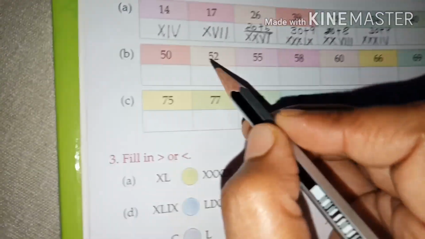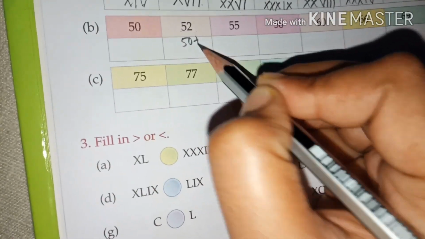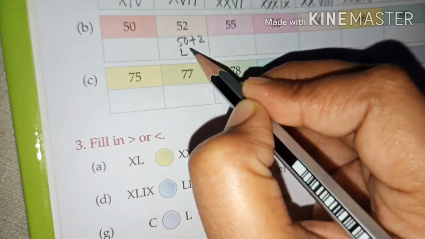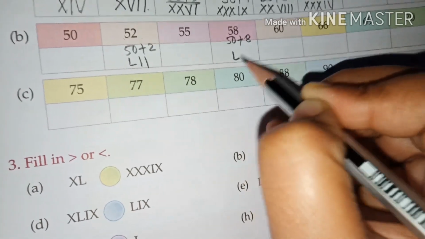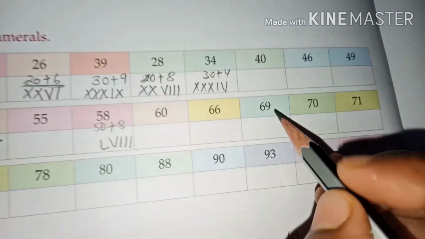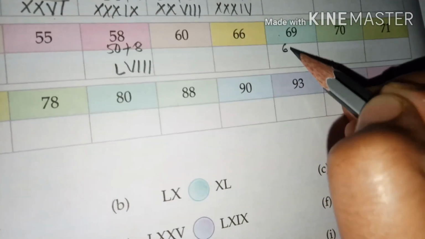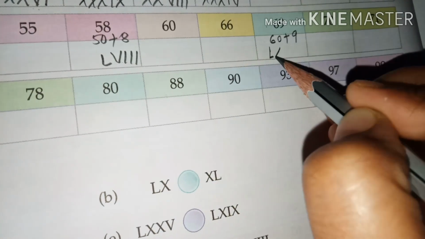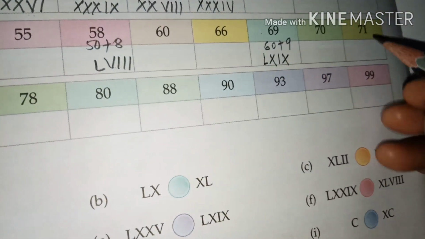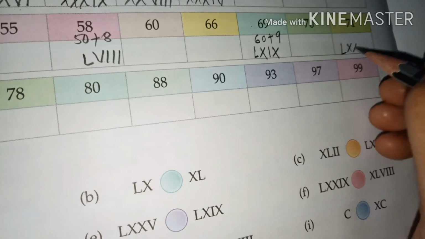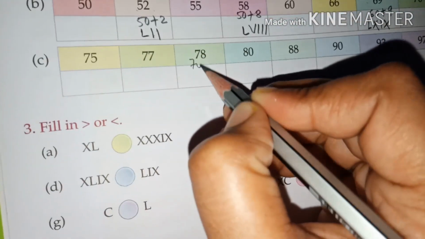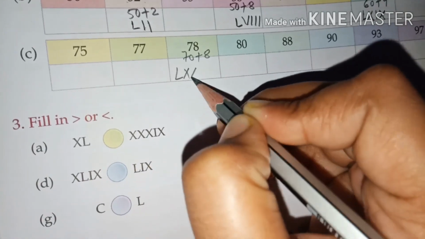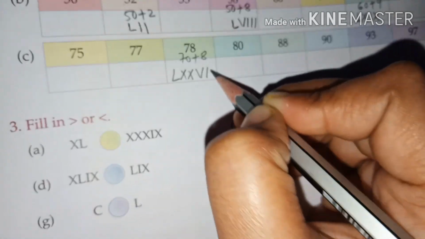Is it clear? If I have 52 here, so 50 plus 2, 50 is L and II is our 2. If I have 58, so 50 plus 8, 50 is L and 8 will be VIII. If I have 69, so 60 plus 9, what is 60? LX is our 60 and IX is our 9. For 71, LXX is 70, 50, 60, 70 and I, 71. Clear? Now I have 78, so 70 plus 8, L, X, X, 50, 60, 70, V, I.